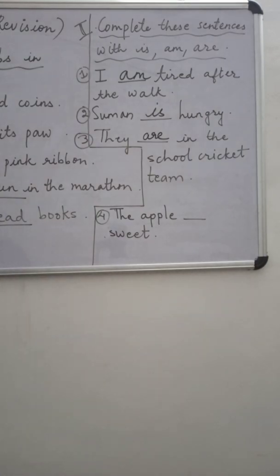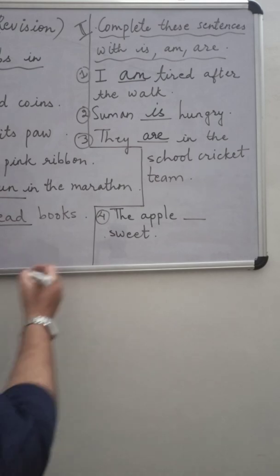Fourth one, the apple dash sweet. We are talking about one apple. That is, we are talking about a singular noun. So here we will use the verb is.